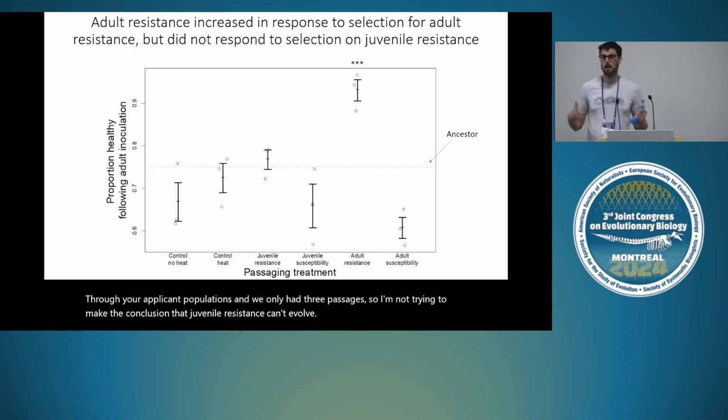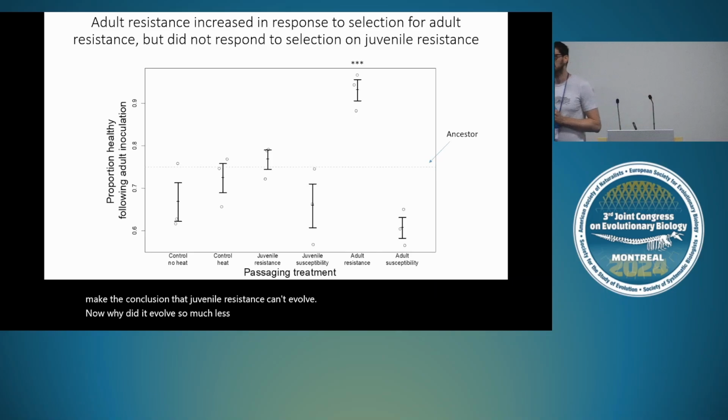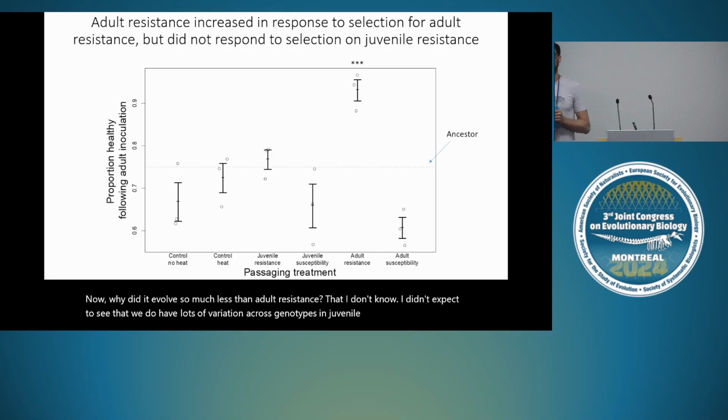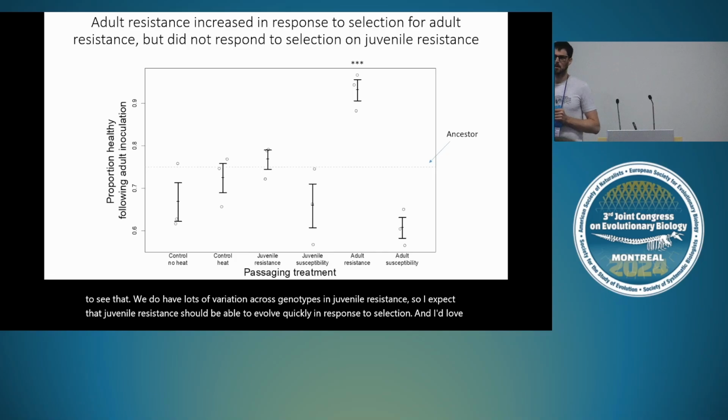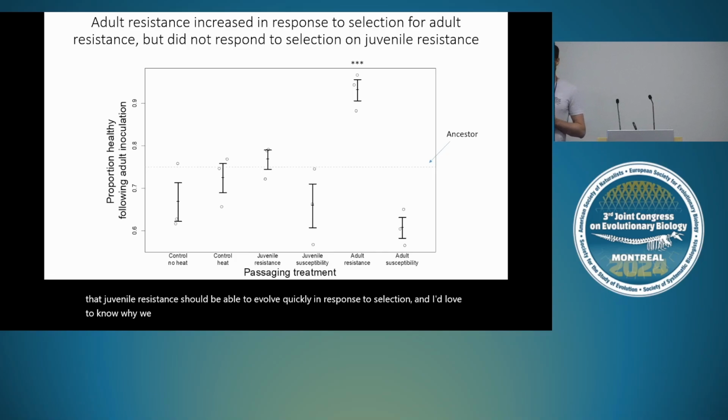Now, why did it evolve so much less than adult resistance? That I don't know. I didn't expect to see that. We do have lots of variation across genotypes in juvenile resistance. So I expect that juvenile resistance should be able to evolve quickly in response to selection, and I'd love to know why we saw more response in adult resistance than in juvenile resistance. Cool.